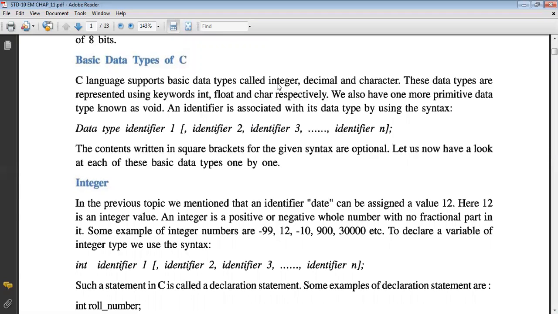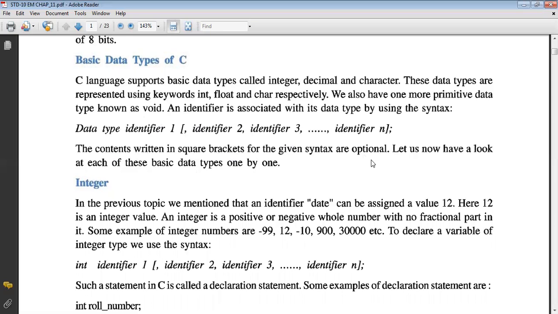For the whole chapters of the C language, you must remember that C language supports basic data types called integer, decimal, and character. These data types are represented using the keywords int, float, and char. Integer data type is represented by int, decimal data type by float, and character data type by char. We also have one more primitive data type known as void. Void is a primitive data type. An identifier is associated with a data type by using the syntax: data type identifier 1, identifier 2, identifier 3, up to identifier n. The contents written in square brackets in the given syntax are optional.